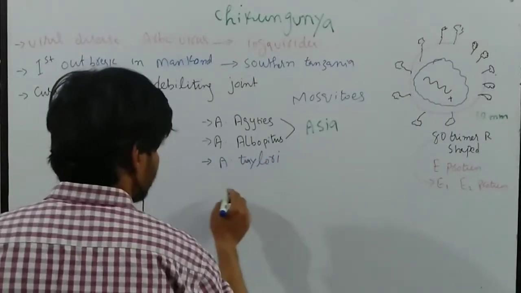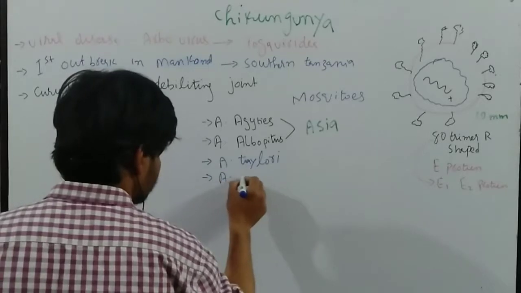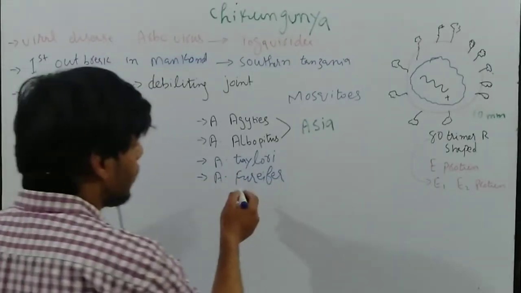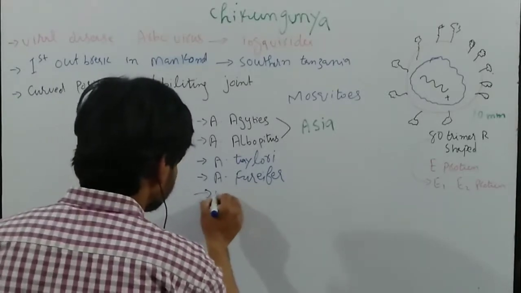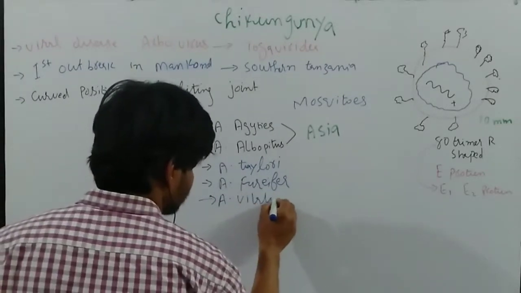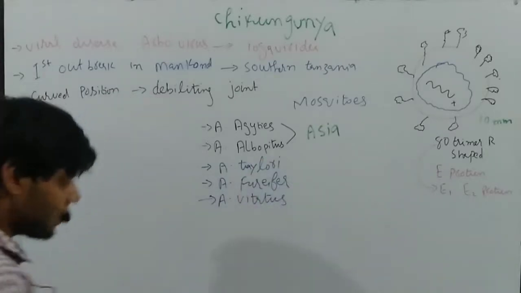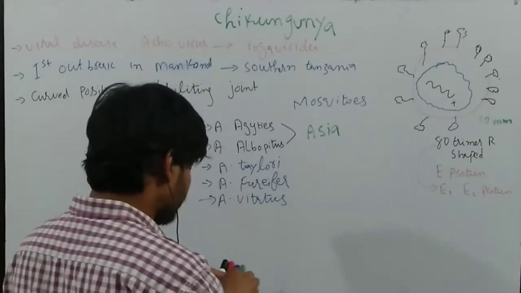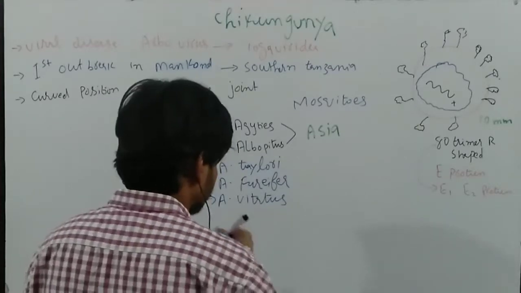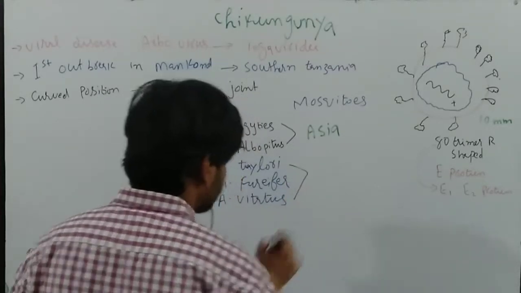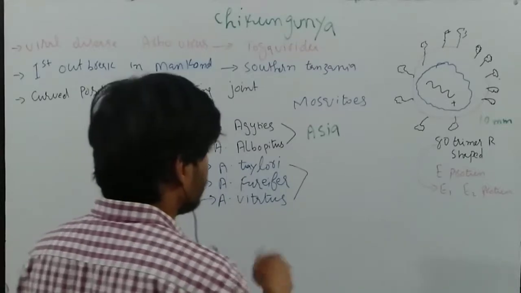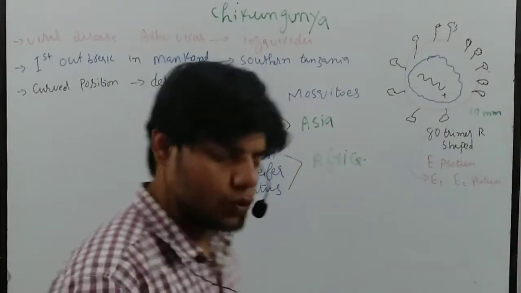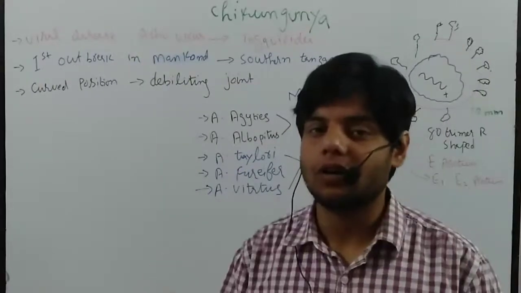We have Aedes taylori, Aedes furcifer, and Aedes vittatus. These three mosquitoes are usually found in Africa. So these are the mosquitoes which are used as vectors to transmit Chikungunya disease.